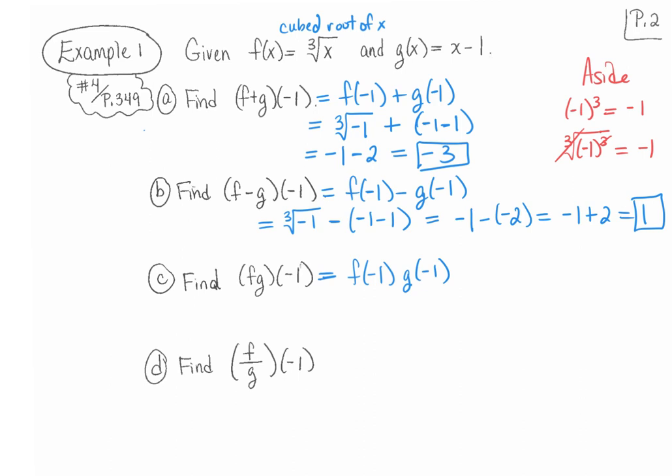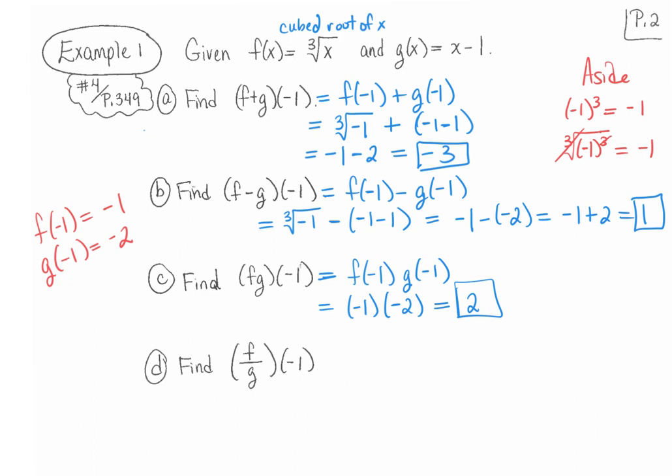Let's just write out on the side what we found already. We know f of -1 is going to be -1. We already know g of -1 is what? -2. Good. So we're using that to help us now, right? So f of -1 we said is -1, and then g of -1 we said was -2. So -1 times -2 is +2. Good.